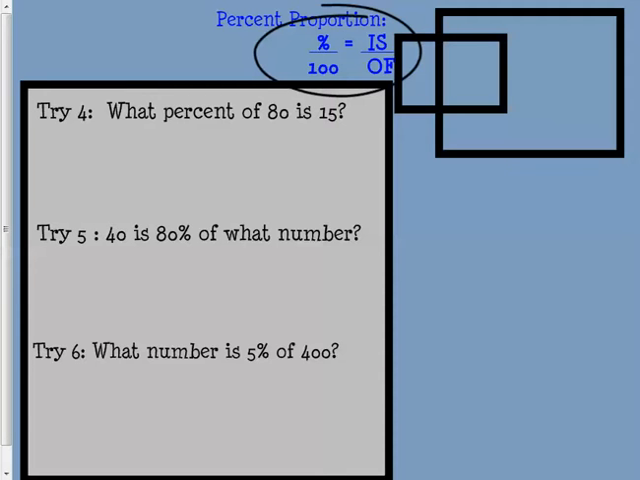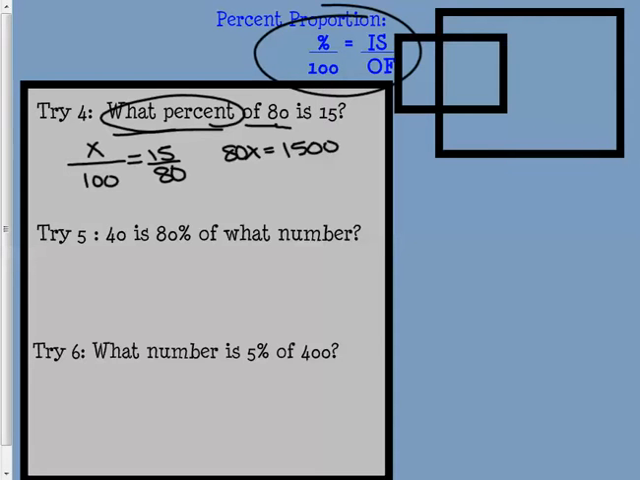Okay, grab your red pen. The setup is always over 100, and you don't know the percent, so that gets your x. Of 80, so that goes on bottom, is 15. Use cross products, and then we would divide by 80, and we get x equals 18.75. So that would be our percent. Yes, it's a decimal this time. That's okay. Sometimes you're going to have that situation happen.